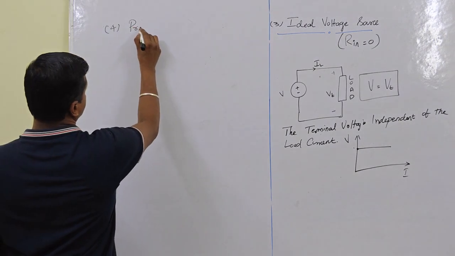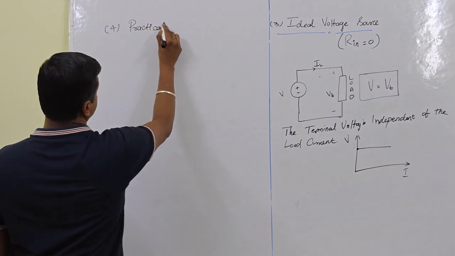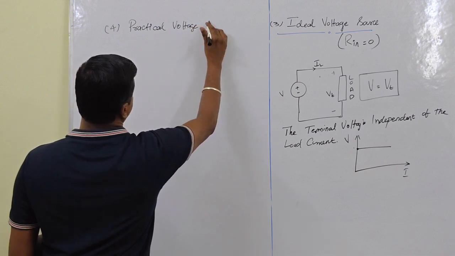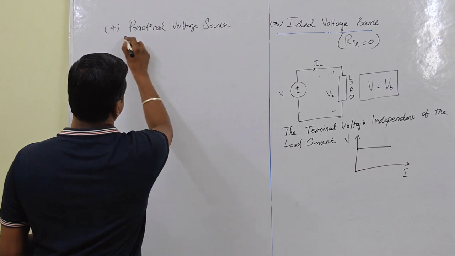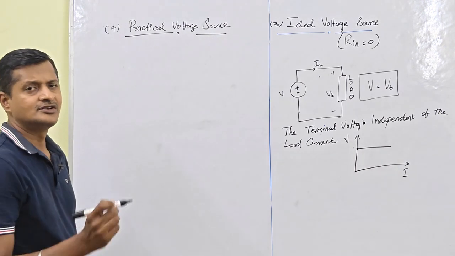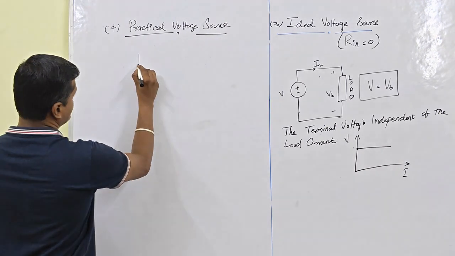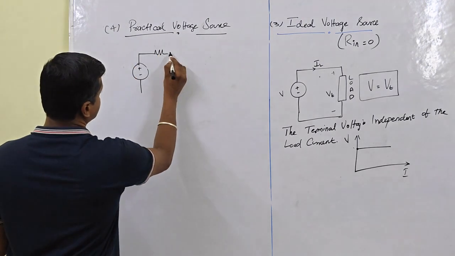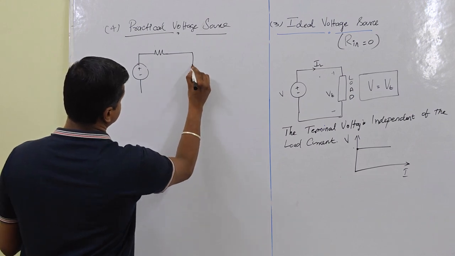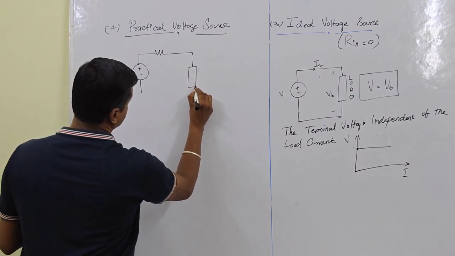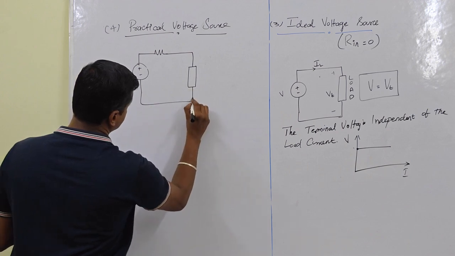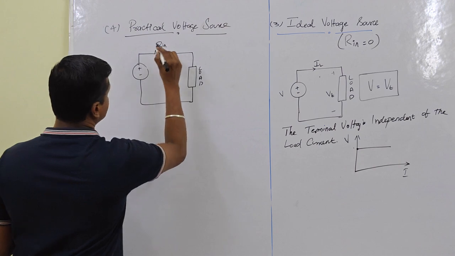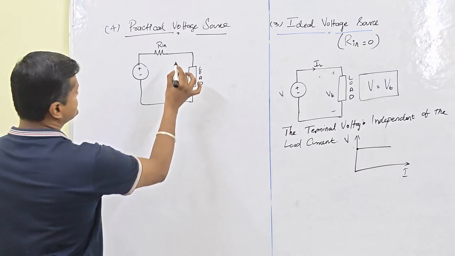Fourth one, practical voltage source. We are going to see about the practical voltage source. So the symbol of a practical voltage source is the plus minus symbol. We have an internal series resistance connected with the load. This R in is the internal resistance, the source's internal resistance.